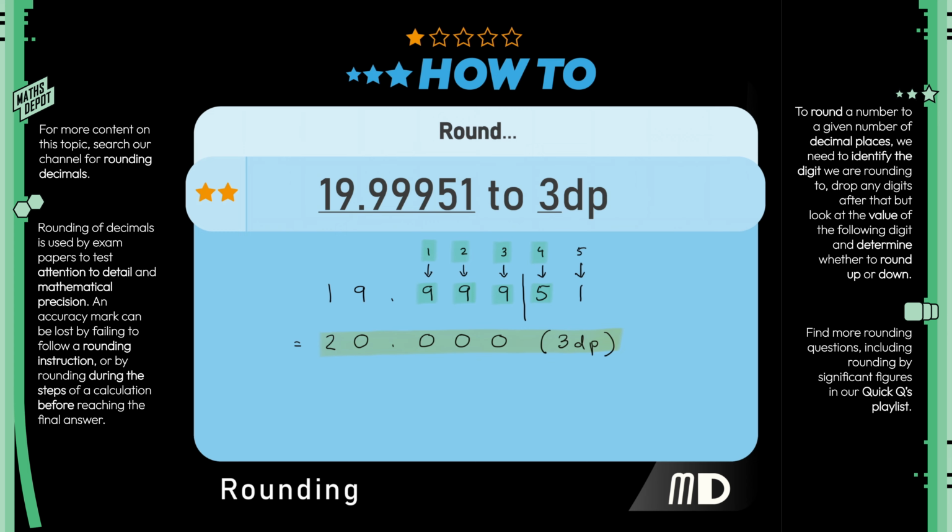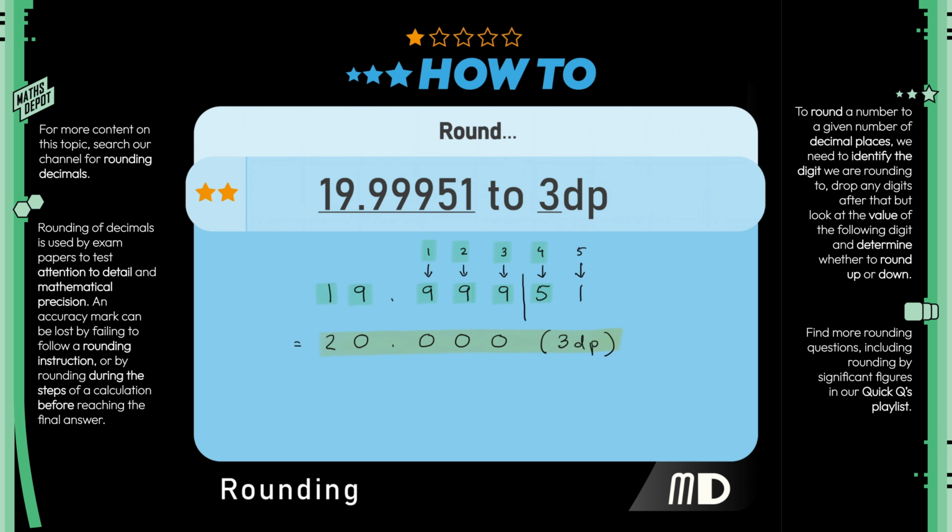That digit is the first whole number digit in front of the decimal point, which is also a 9. And rounding that up forces the digit in front of it to increase by 1. That digit is a 1, so it becomes 2, giving us the rounded decimal 20.000 to 3 decimal places.